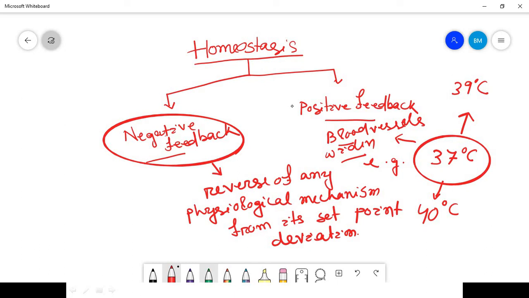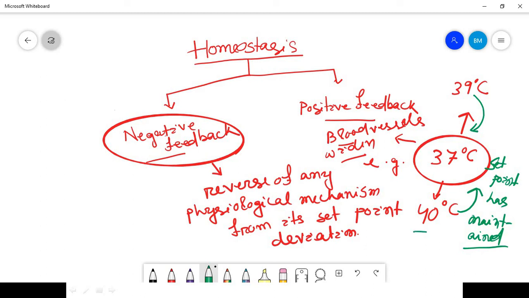What happens after this? The 39 degrees again reverses to 37 degrees, and this 40 degrees Celsius again goes back to 37 degrees. Thus, the set point has been maintained. Okay, that means the body regulates its temperature. By which process? That is the negative feedback system. It reverts back.